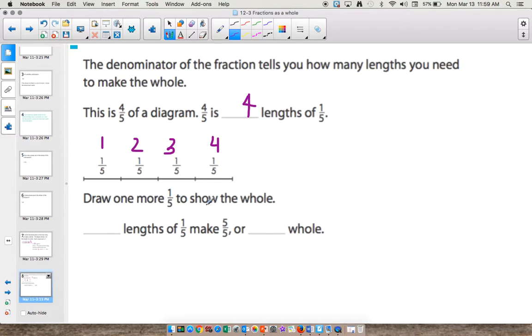Draw one more fifth to show the whole. So I need to draw one more fifth to show the whole. And now I think I'll have 5 fifths. Let's see. Blank lengths of 1/5 make 5 fifths. So how many lengths of 1/5 do I need in order to make 5 fifths? Well, let's see. 1, 2, 3, 4, 5. So I need 5 lengths. 5 lengths of 1/5 makes 5 fifths. Or, I hope you know what I'm going to write, 1 whole.